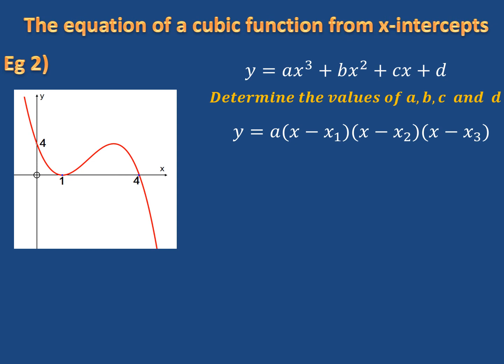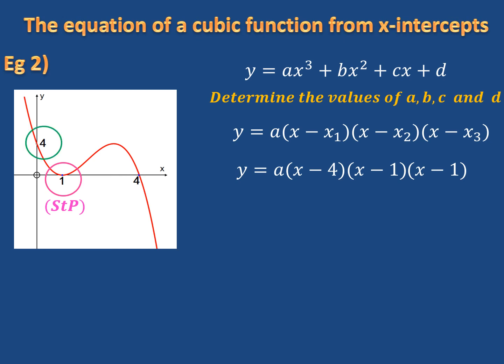Now hopefully you remember when we sketched the parabola that if one of the x-intercepts was a turning point, that is the one that we would repeat. So 1 here is the turning point, so I'm going to use that x-intercept twice. Alright, then you are going to substitute in another point. We've been given the y-intercept at 4, so you have the coordinate 0, 4 to substitute in.